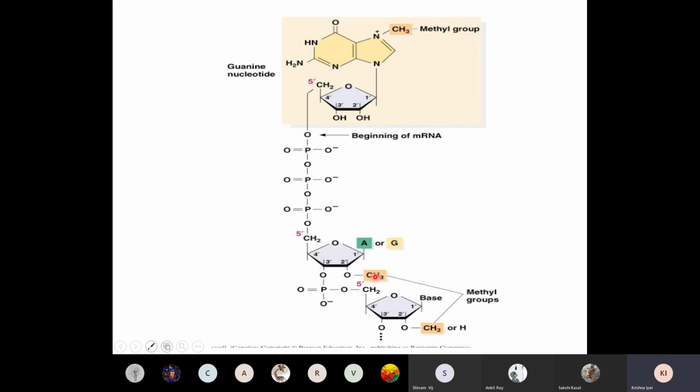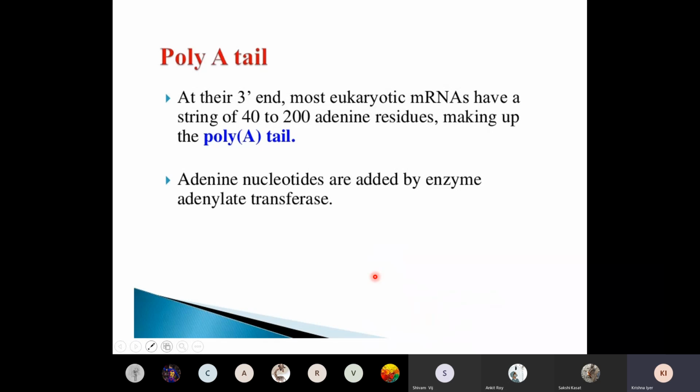Now the third modification is the addition of a poly A tail. So as I remove the introns, as I put this 5' methyl guanosine cap, I do another modification where at the 3' end of the RNA, a string of anywhere from 40 to 200 adenines are added in a template independent fashion. That means what? There is no template here.